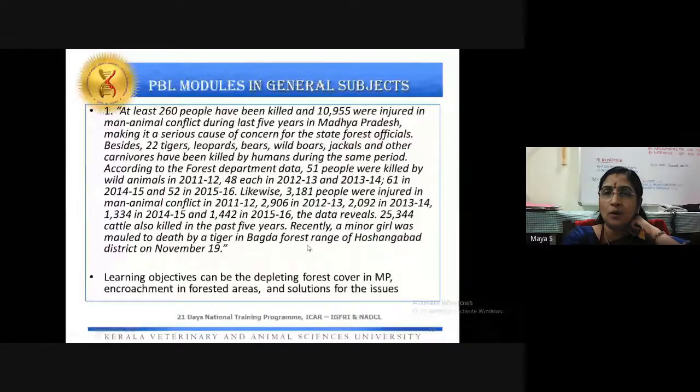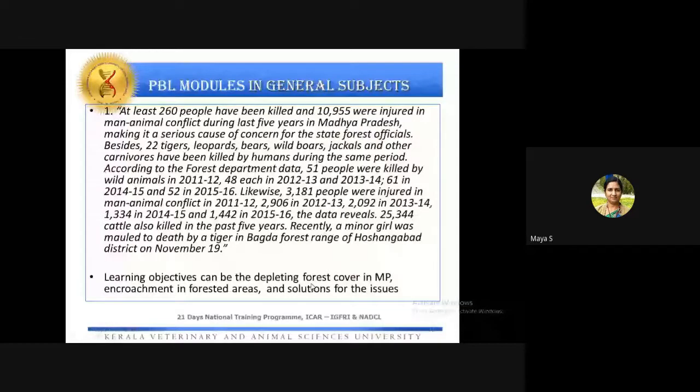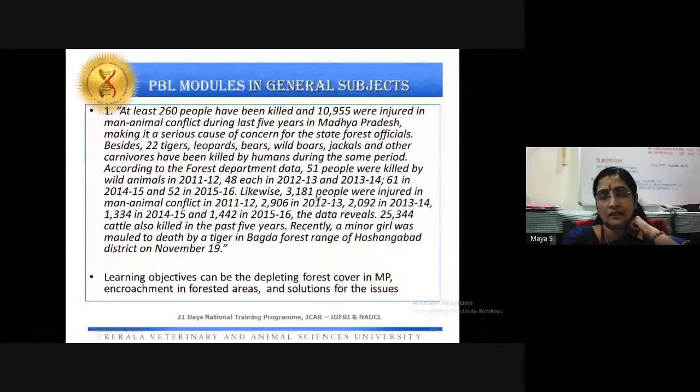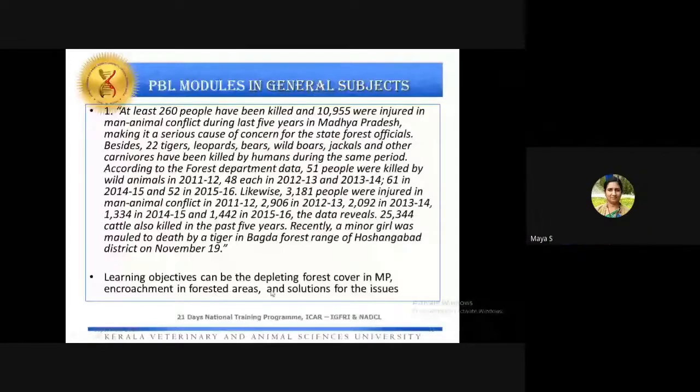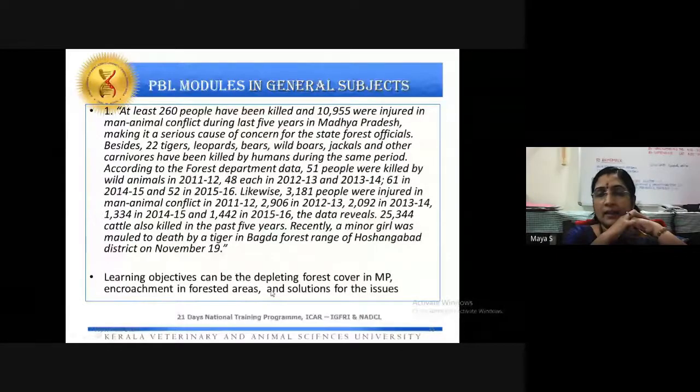So the learning objective when this problem is given to a student will be that the student should study ultimately what the causes are for the depleting forest cover in that particular area and why these animals are encroaching into the town. Then what we can do, or what as a student we can suggest for solving that particular issue. Those will be the learning objectives.